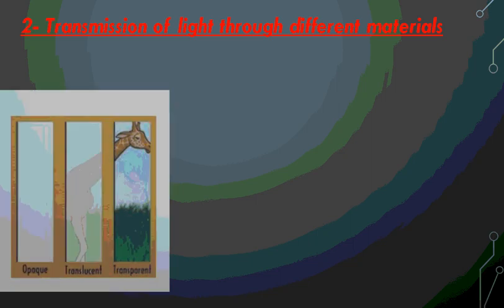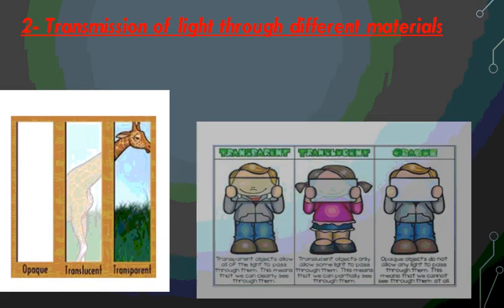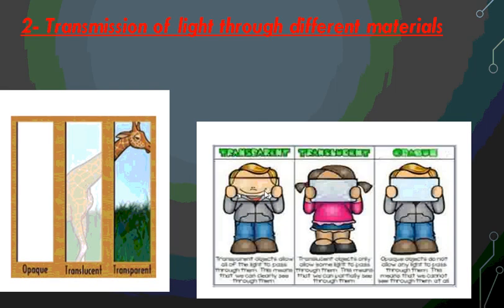The second property of light is the transmission of light through different materials. Imagine we have three different materials like this picture. We have a glass material and you put it on your face. You can see your face through it because it's transparent material that allows light to pass through it.